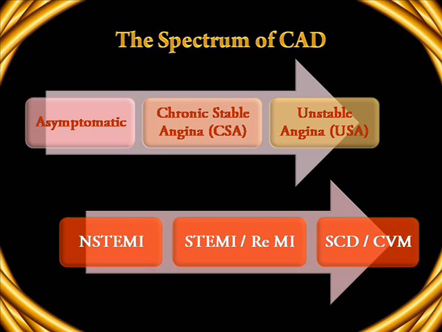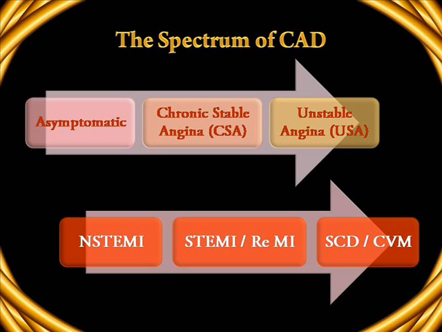Such a patient may recover and may have re-infarctions, or he may succumb due to sudden cardiac death or due to a late cardiac mortality or cardiovascular mortality. It is not necessarily that every patient has to pass through all these stages from asymptomatic to sudden cardiac death or CVM. Some patients from chronic stable angina may directly have a sudden cardiac death, or they may end up in myocardial infarction. So that is how the spectrum of coronary artery disease is pictured here.